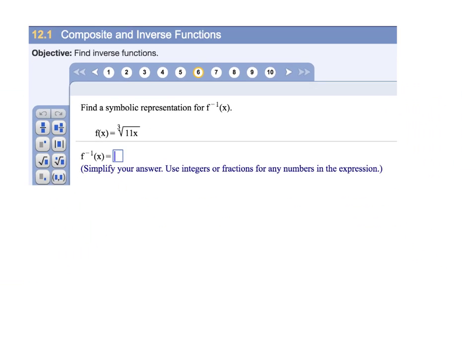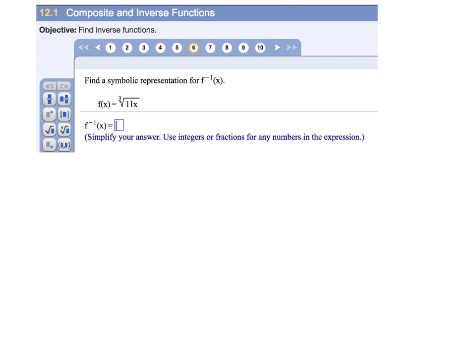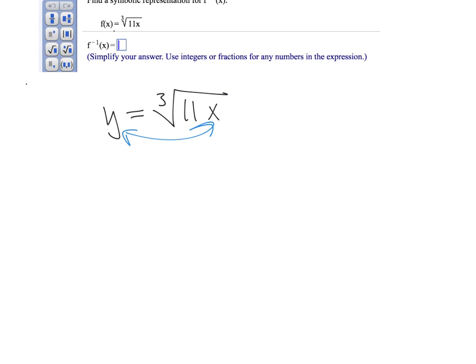All right, so we are going to start by writing the original function, although I'm immediately replacing the f of x with the letter y. And now we're going to swap the variables. And so that ends up giving us x is equal to the third root of 11y.